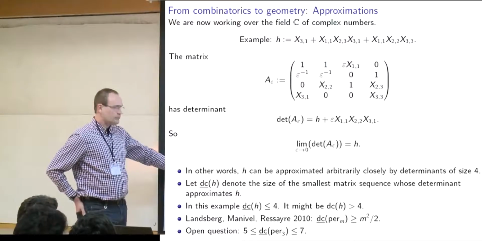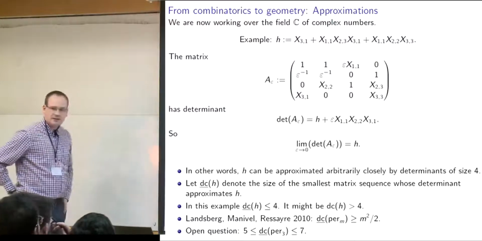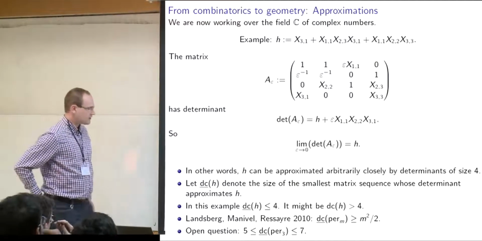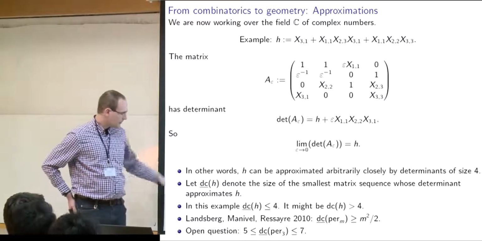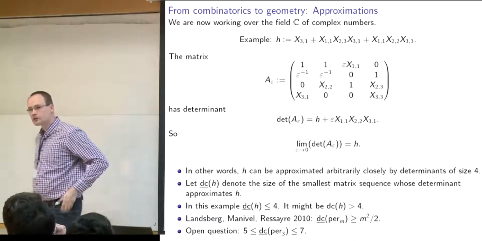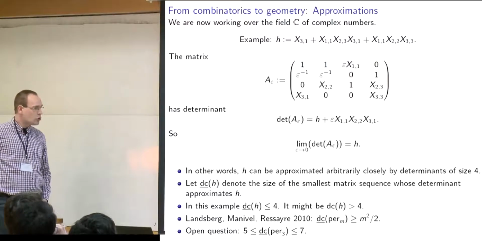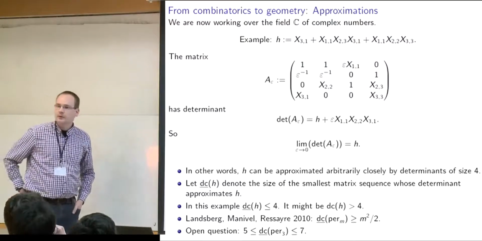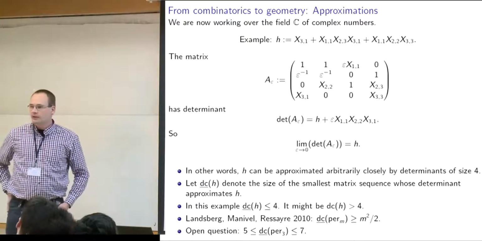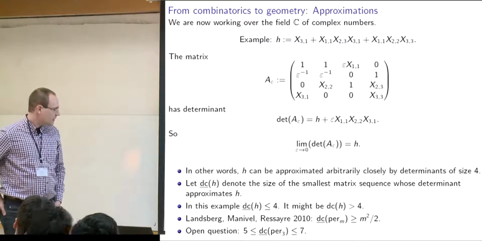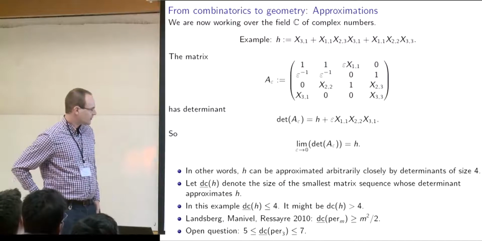So this lower bound, this m squared over 2 lower bound, also works for DC bar of the permanent. It's also m squared over 2, but it's a different paper, a later paper by Landsberg, Manivel, and Ressayre. And we encounter the first open question. That is DC bar of the 3x3 permanent. That is not known, so it's 5, 6, or 7. Mathematicians are well aware of this question, and they think it's very interesting, in particular geometers. But this is still open. So if you could figure that out, that would be great.